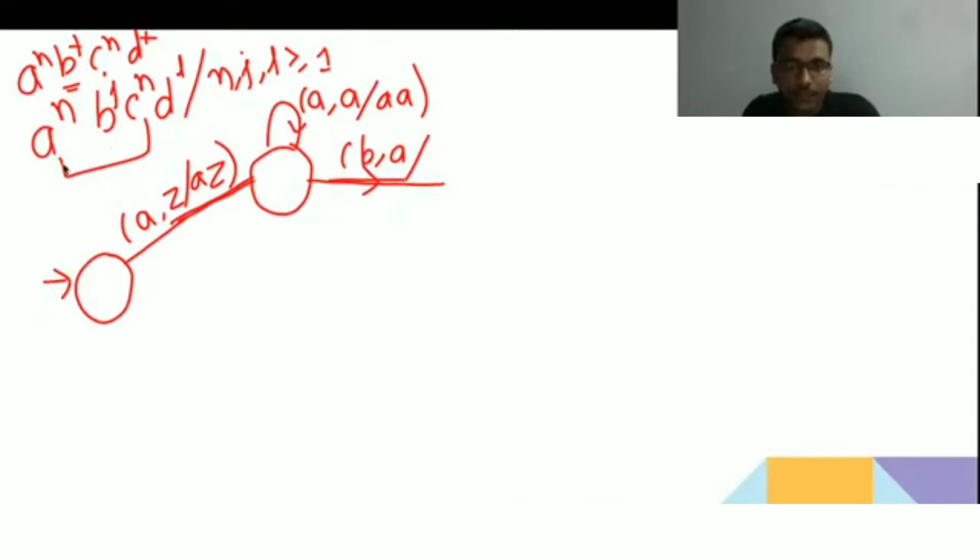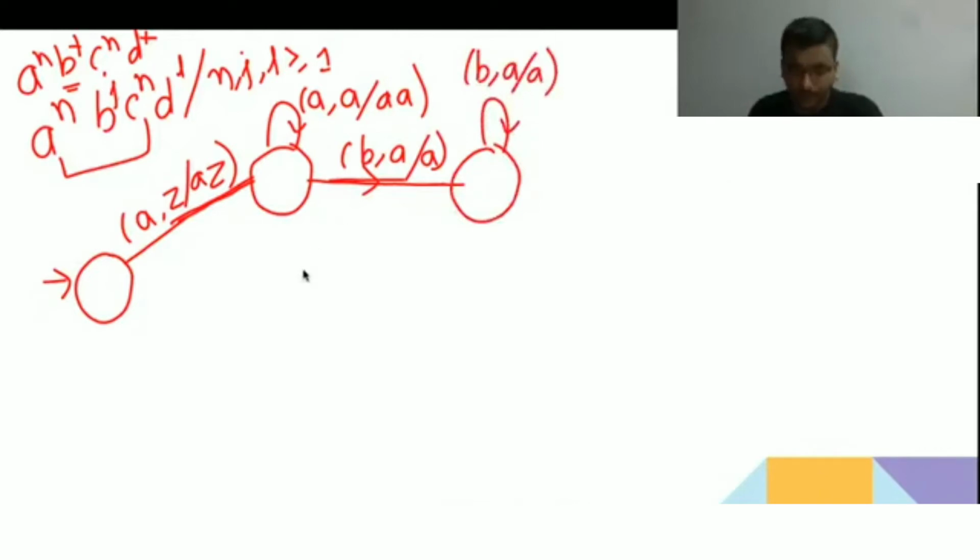See, when b gets a, why epsilon? You are not going to compare that the number of b should be equal to a. You are just going to see that the number of c should be equal to the number of a. So when b comes and the top of the stack is a, you will replace a with a only, because here there is no comparison. If you have any number of b, the top of the stack has a, replace with a.